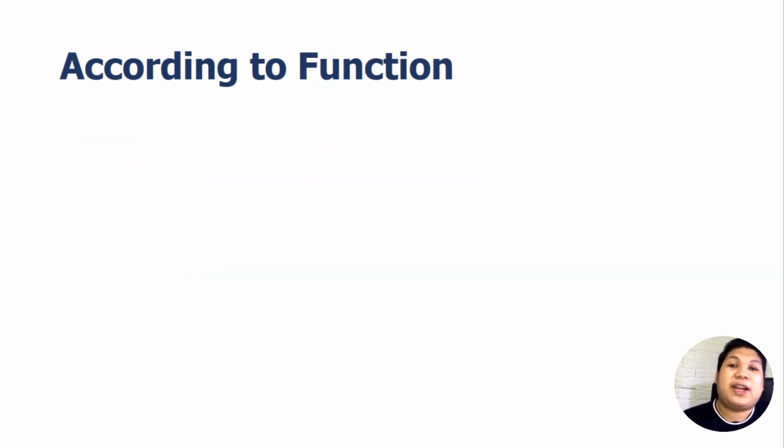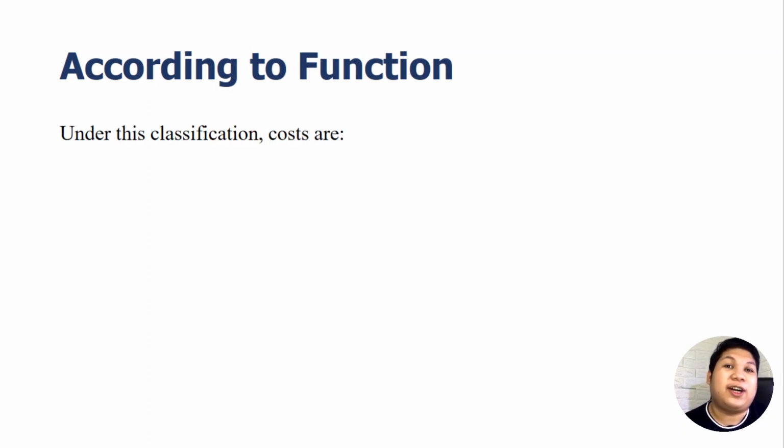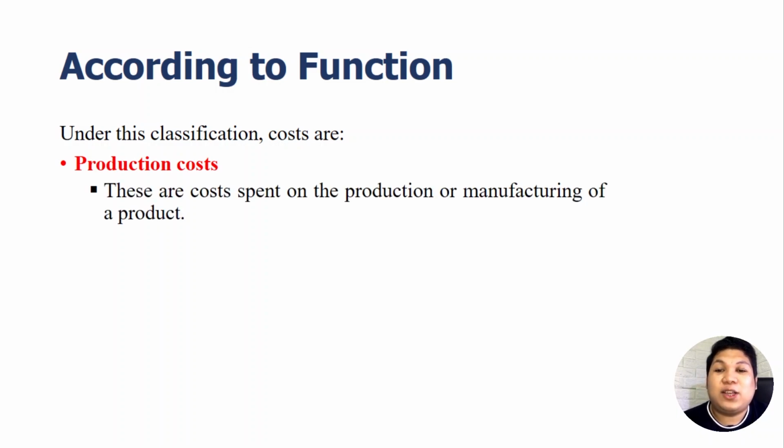The third classification of costs is according to function. Under this classification, costs are classified into three. First we have production costs. Production costs are the costs spent on the production or manufacturing of a product. It's common sense that whatever costs are incurred in production are all production costs. The cost of materials, the cost of labor, and the overhead are all production costs. Whatever amount you spent on production, they're all production costs.